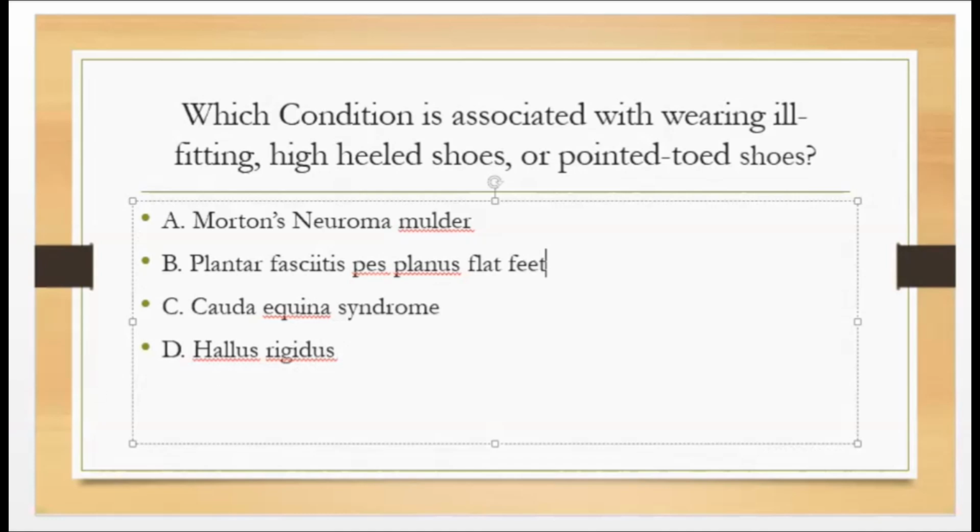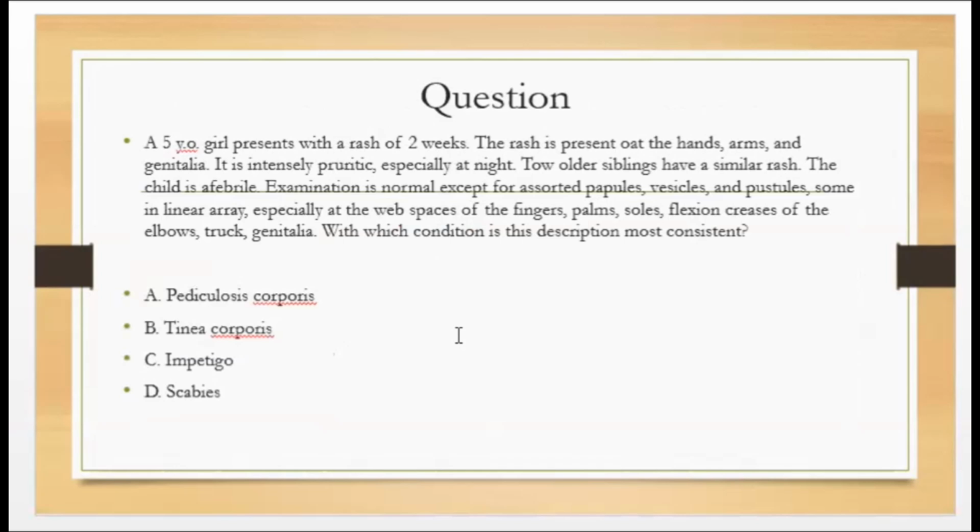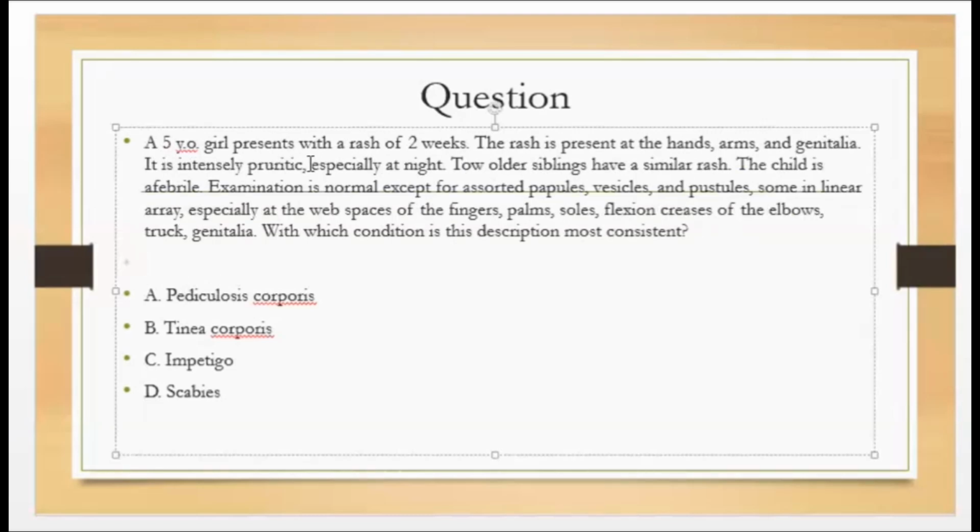But that is samples. Then you have a patient that presents with a rash for 2 weeks. The rash is present at the hands. So look at this question. Where do we have the rash? At the hands, at the arm, at the genitalia? The buzzword here is intensely pruritic. It's very itchy, especially at night. That's the buzzword. Very pruritic, it's very itchy, especially at night.